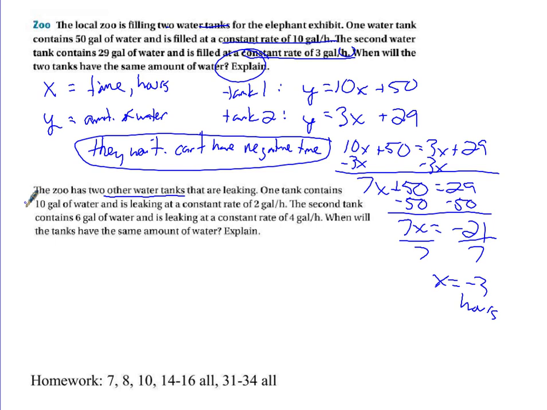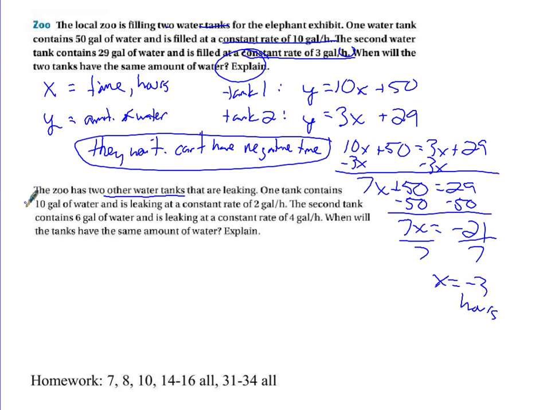It says one tank contains 10 gallons of water and is leaking at a constant rate of 2 gallons per hour. The other tank contains 6 gallons of water and is leaking at a constant rate of 4 gallons per hour. And then it wants to know when the tanks will have the same amount of water.